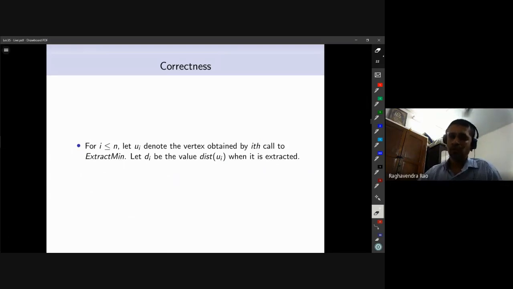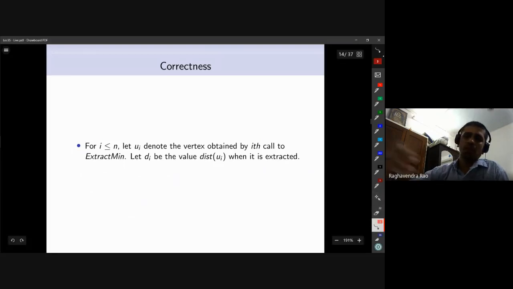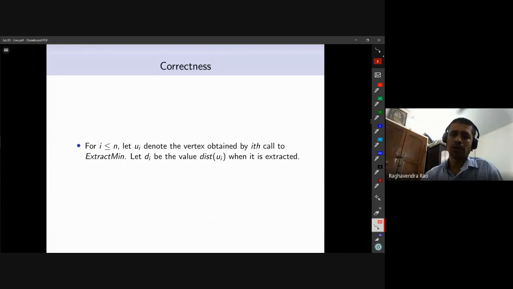So we'll have a notation. For i from 0 onwards, 0, 1, etcetera, let u_i be the vertex obtained by the ith call to extract min. So u1 is the first call, which is the vertex s. u2 is some neighbor of s, and so on.